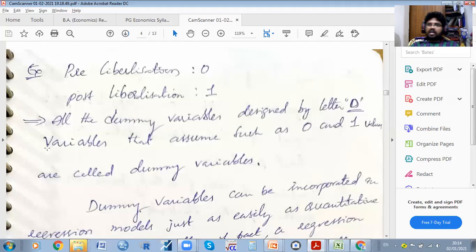Or take pre-liberalization and post-liberalization, for example the LPG reforms, before and after. All dummy variables are designated by the letter D, as I told you just now in the regression, B1D, where D is the dummy variable that assumes the values 0 and 1. D equal to 0 means absence of the policy, or pre-liberalization. D equal to 1 means post-liberalization, after liberalization.